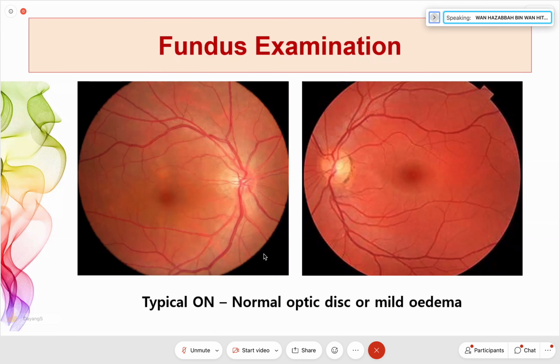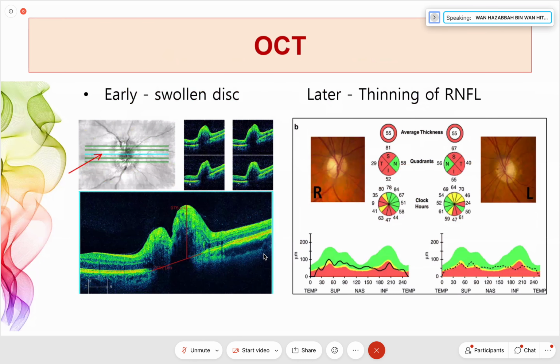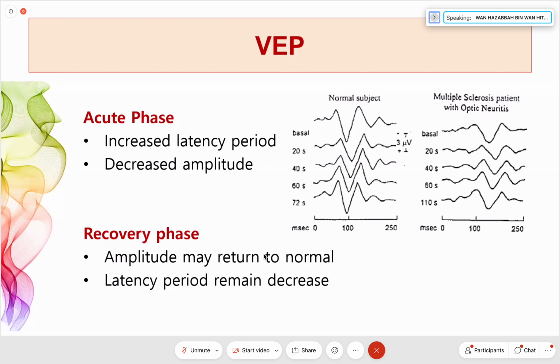Okay, fundus, like I told you, in typical cases most of the time the swelling is present but a little bit less compared to atypical, which has quite obvious swelling. Like this, it's very, very markedly swollen. If you do OCT also, you can see that this is really swollen. Then later you can have thinning of the nerve fiber layer surrounding this.